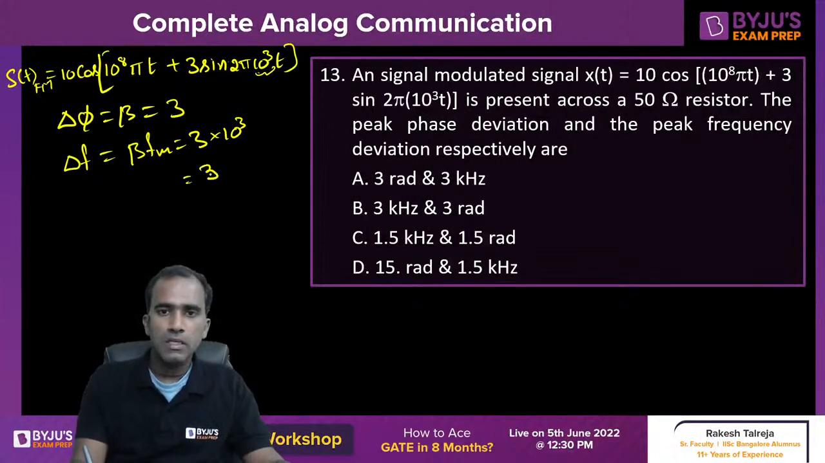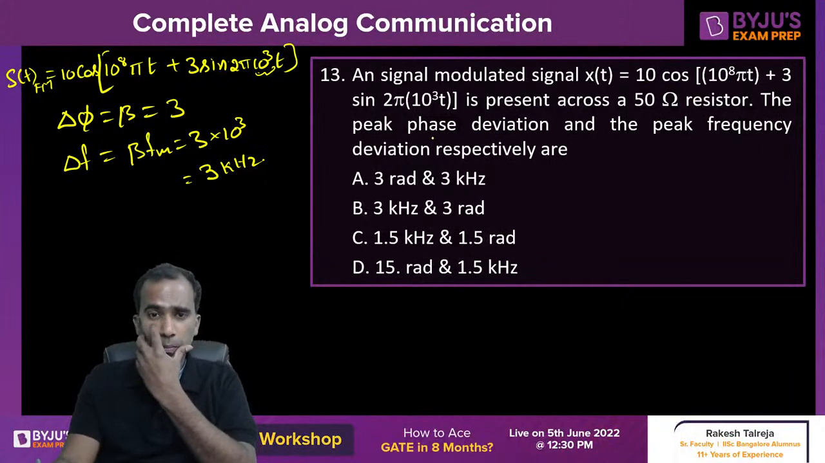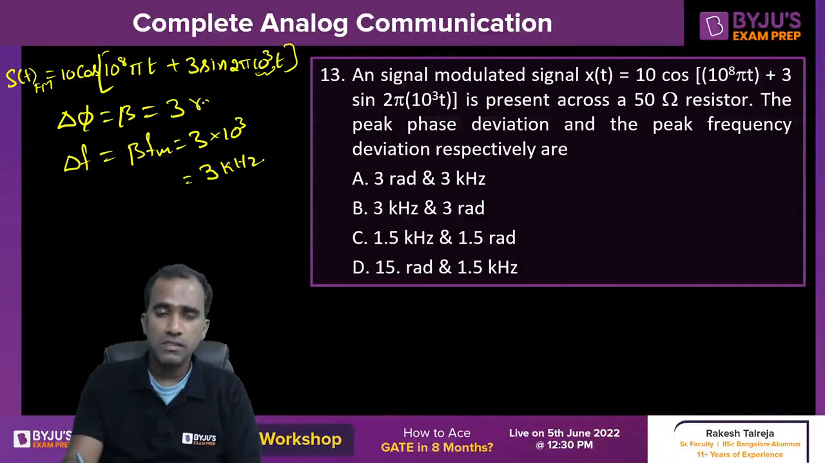It is 3 kilohertz. So peak phase deviation is 3 radians. The unit of phase deviation, or modulation index beta, is radians. So 3 radians is the phase deviation and 3 kilohertz is the frequency deviation. So option A is the correct answer.